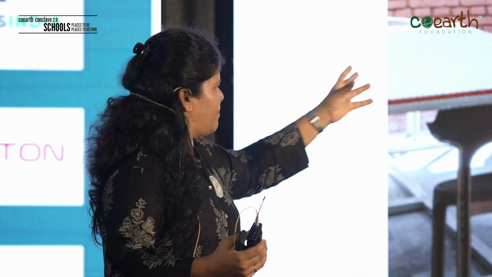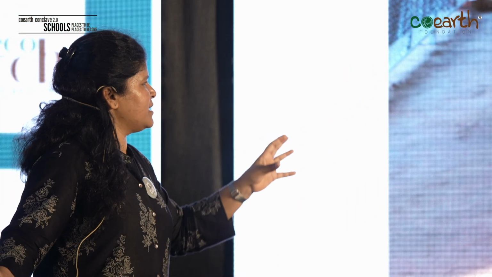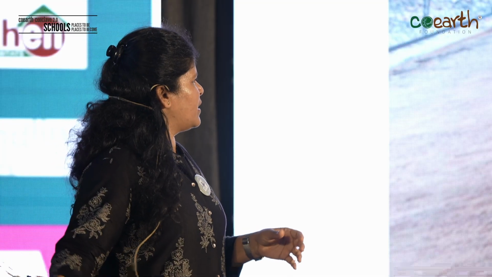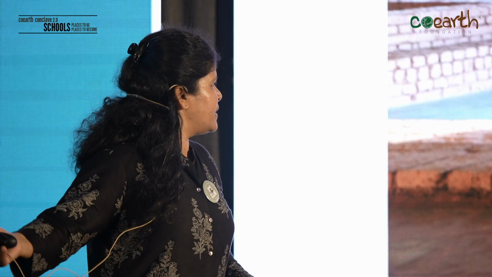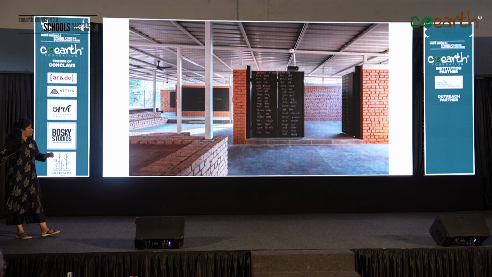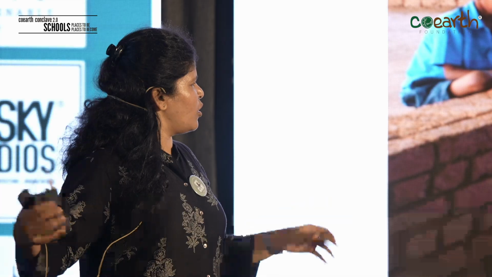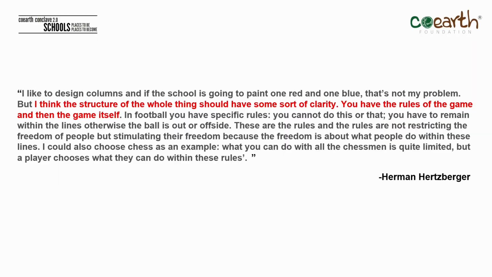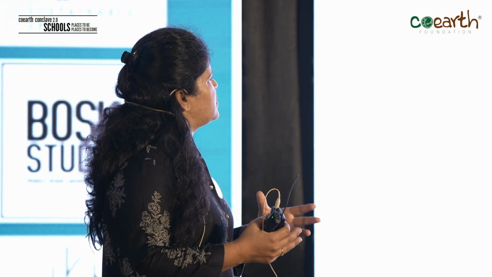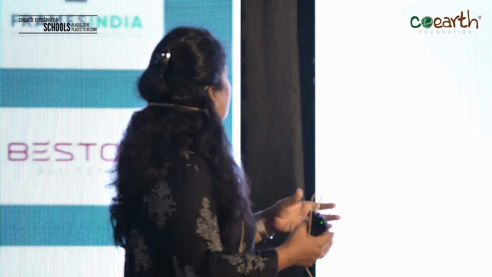There are group learnings happening in the spaces around it, and very simply how they occupy becomes convertible. So when he comes, a group of students are doing things, some are playing, some are doing math, some are doing history readings, and these are the doors which they started occupying. A very informal way of classroom is happening with the teacher, at different times. Herman's, one of my favorite sentences, is this: I like the design column, and if the school is going to paint one red, one blue, that's not my problem. But I think the structure of the whole thing should have some sort of clarity. You have the rules of the game and then the game itself.